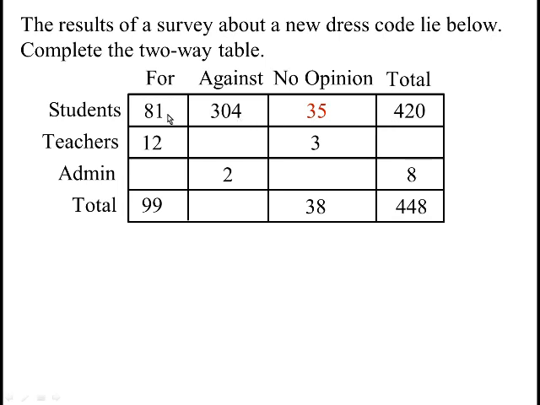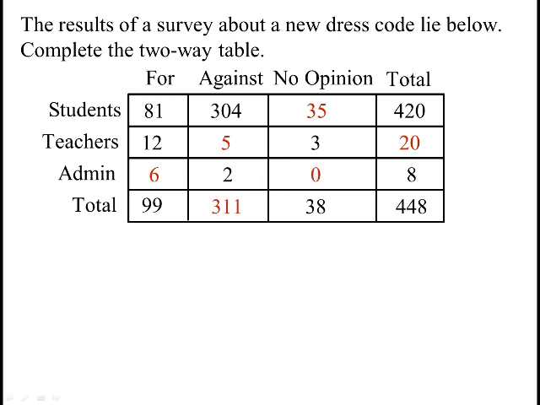If we subtract 304 and 81 from 420, we see that this has to be 35. And then this one has to be 20 because these three add up to 448. We could figure this out. 12 plus 5 plus 3 has to be 20. These add up to 15. 15 from 20 is 5. We could figure this one out or this one out.